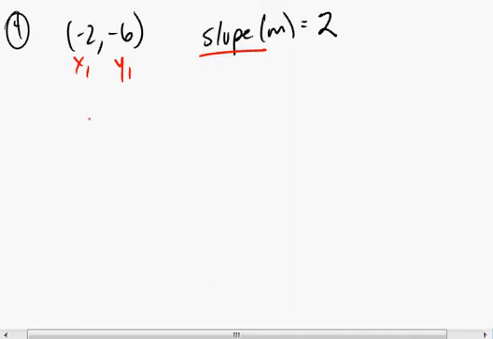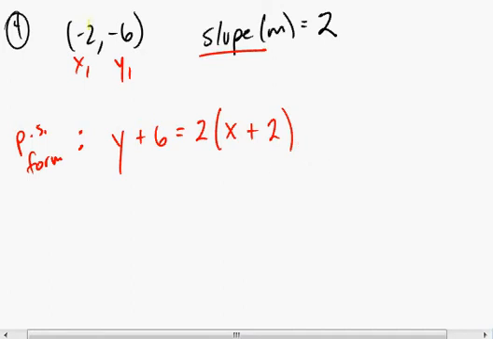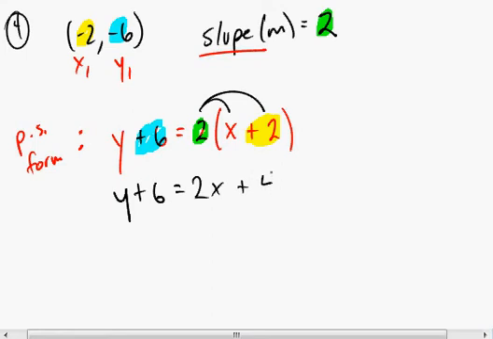Okay, Reggie, tell me what this would look like in point-slope form. I'll get you started. Y plus 6, yep, equals 2, yep, times x plus 2. Good job. Okay. This is minus -2. This is minus -6. And then this 2 is this, right? Now the answers don't look like this. They put it in slope-intercept, so we've got to solve this for y plus, right?